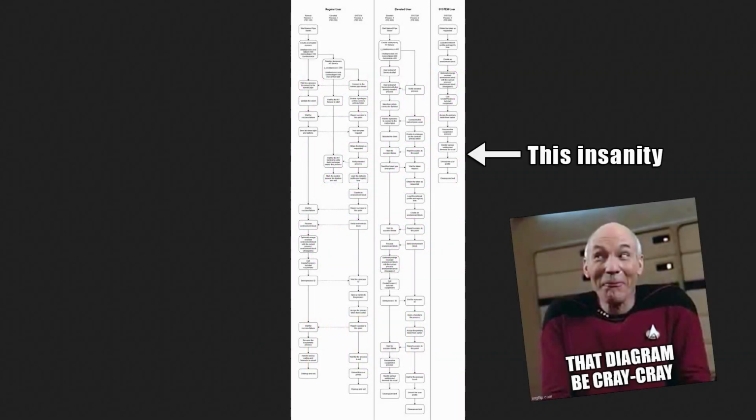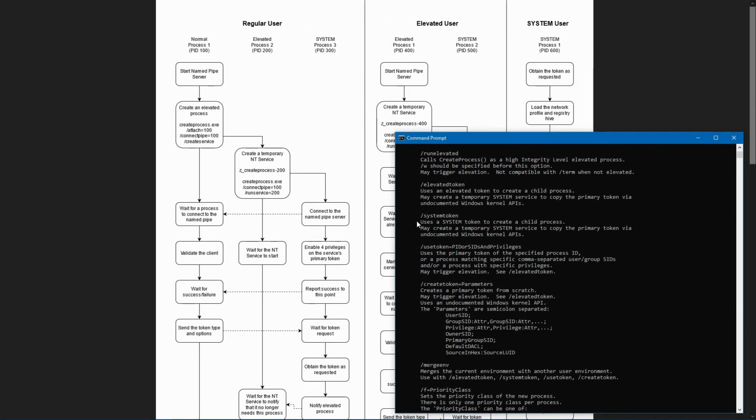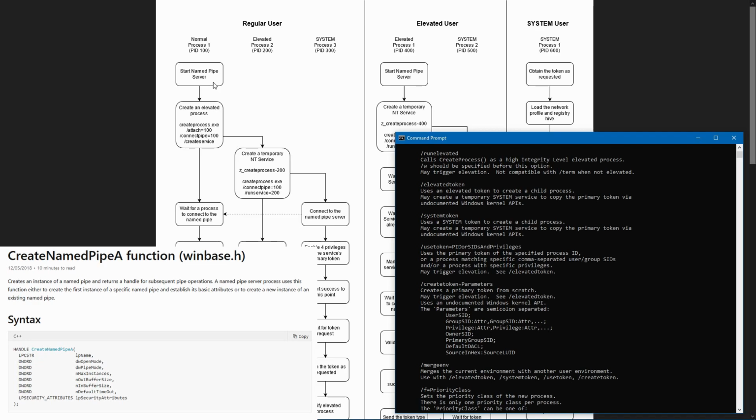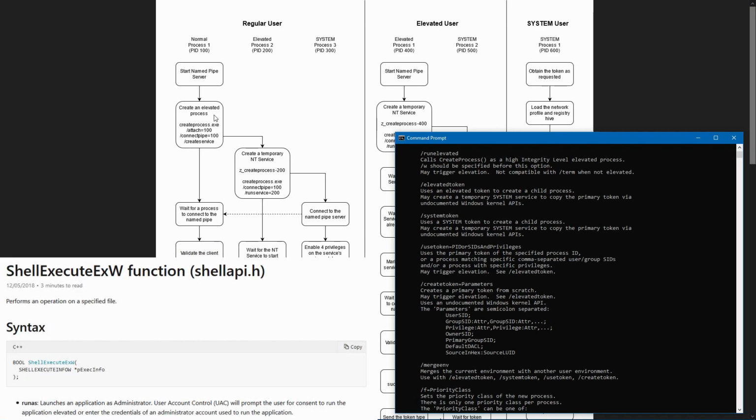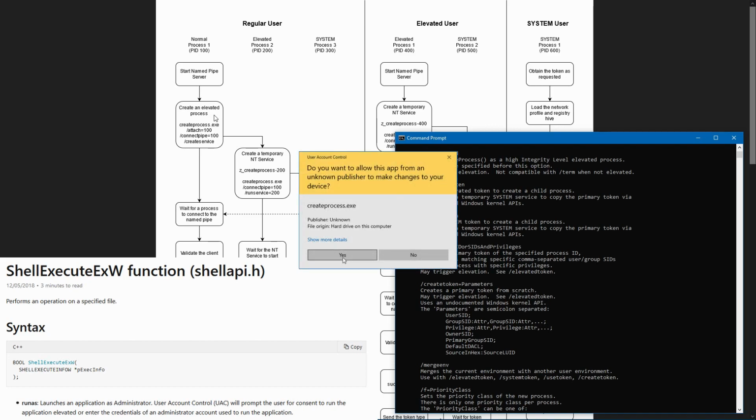Behold the crazy. When using the new System Token, Elevated Token, Use Token, and Create Token options, the Create Process tool first determines if its own process is running as a plain old regular user, an elevated user, or as NT Authority System. If the process is a regular user, it follows the regular user path of this diagram. The first process sets up a named pipe server, and then calls ShellExecuteEx with the runas verb to display the elevation dialog.